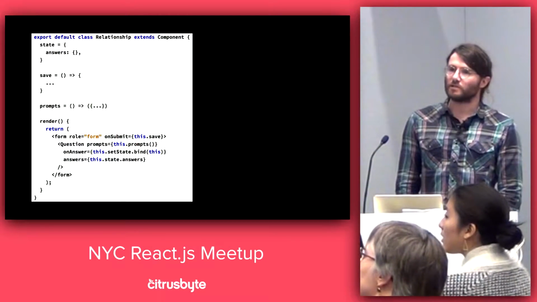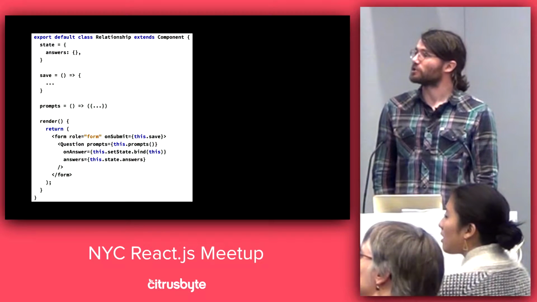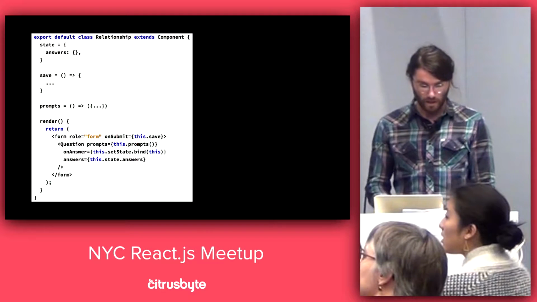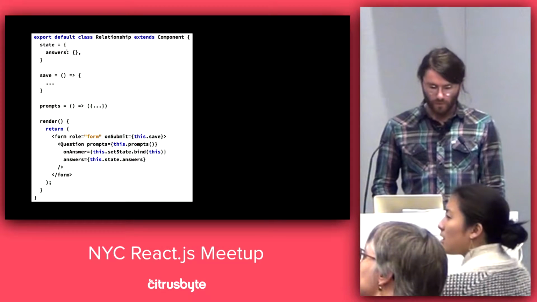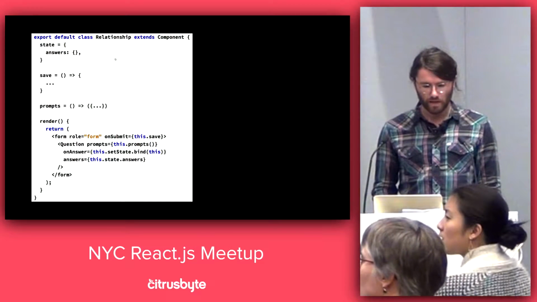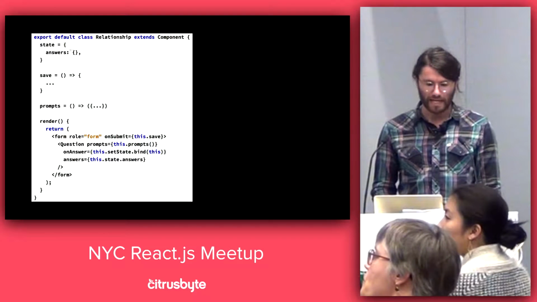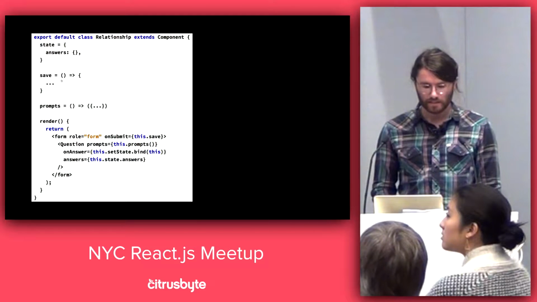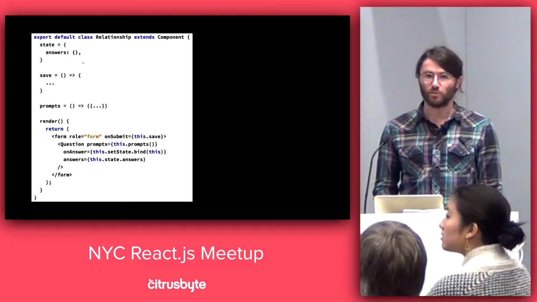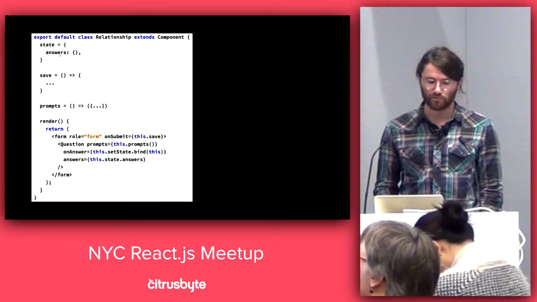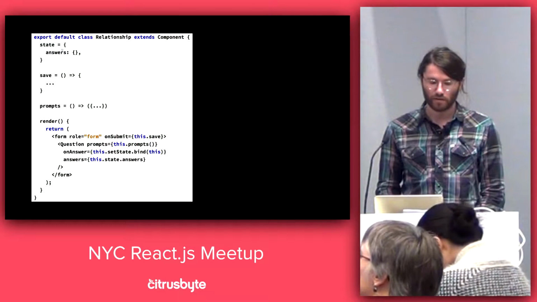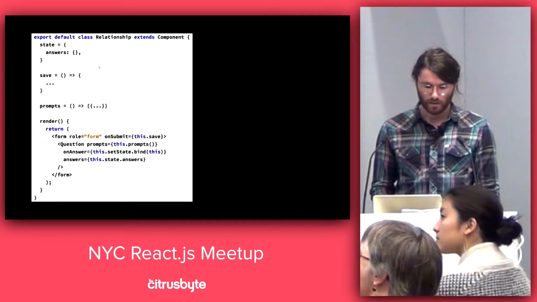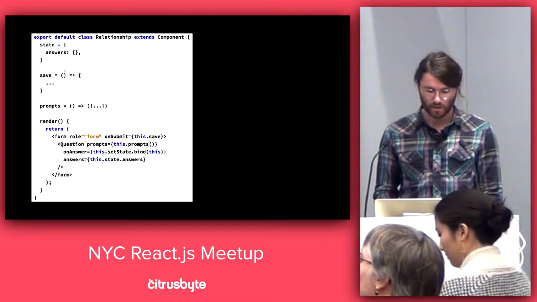Basically, I want my component to look like this. So I have this relationship question. Are you married? Are you in a long-term relationship? I'll set up some state with an answer object. This save method is going to need to use whatever answers they provide. So that state, those answers need to be in this component, not in the child component. So that's why this state is managed here.